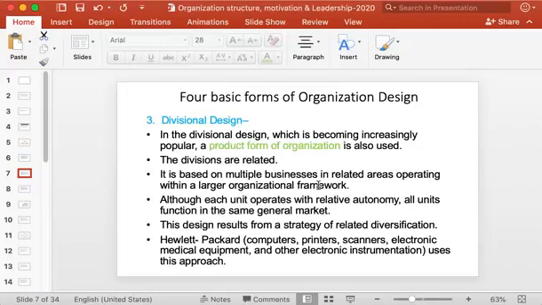An example of this divisional design is the organizational structure that is used by Hewlett Packard. In this case, this company deals with products that are related to each other, like computer, printer, scanner. They are all related to each other.